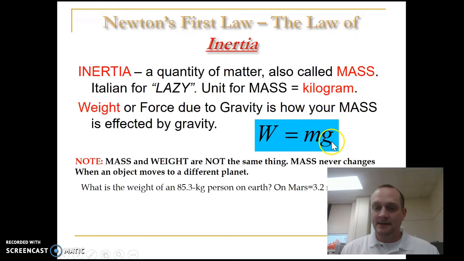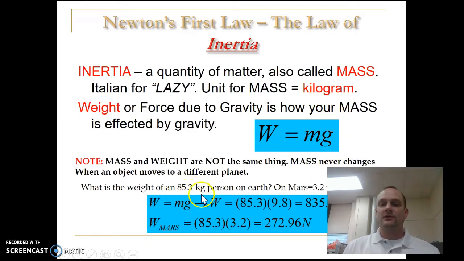Weight is mg. So on Earth, the mass of the person is 85.3 kilograms. The acceleration due to gravity is 9.8 meters per second squared. Remember, a kilogram times a meter divided by a second squared gives me a Newton. And on Earth, this person has a weight of 835.94 newtons. Now on Mars, the person has the same amount of mass, right? 85.3 kilograms. The person didn't get larger or smaller when they went to Mars, right? But the acceleration due to gravity is much less, so they end up with a much smaller weight. Okay, so mass and weight are different.